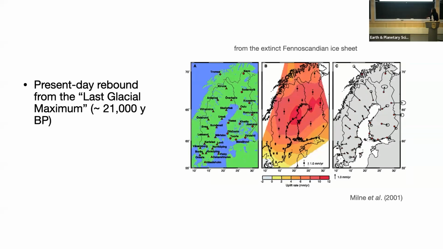This is in response to the last glacial maximum. 21,000 years ago, New Jersey was probably covered in ice. But around 7,000 years ago, the Laurentide ice sheet completely disappeared. And yet, this is Scandinavia. The Scandinavian ice sheet completely disappeared, and what you see is uplift today for an ice sheet that completely vanished 7,000 years ago.